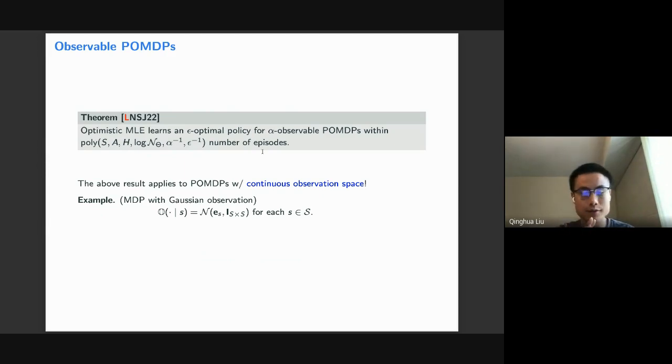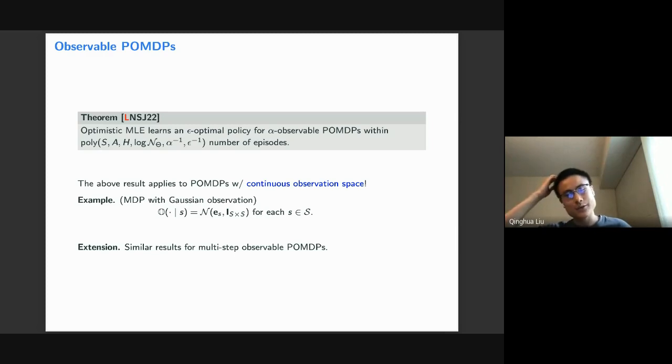Let me give you a toy example. This example is named MDP with Gaussian observation. It's a very artificial one. Assume we have a tabular MDP, however, at each state, we cannot directly observe which state we are at. We can only observe an observation emitted from a Gaussian distribution centered at e_s. Here e_s is a one-hot vector: all the entries except the entry at position s are 0. So basically, it's the standard basis. This is one toy example with continuous observation space.